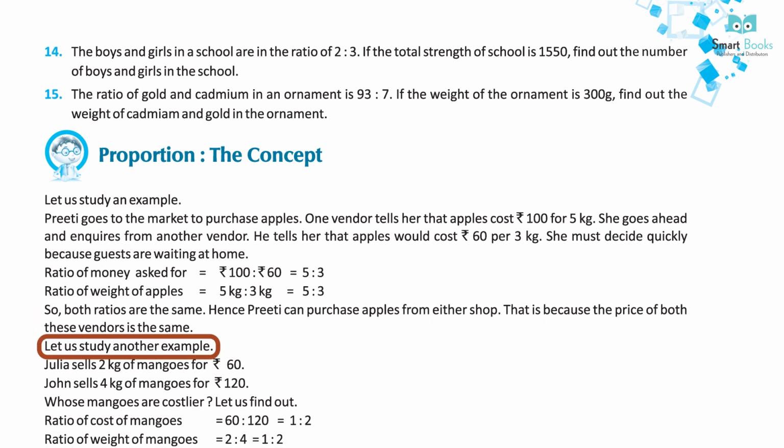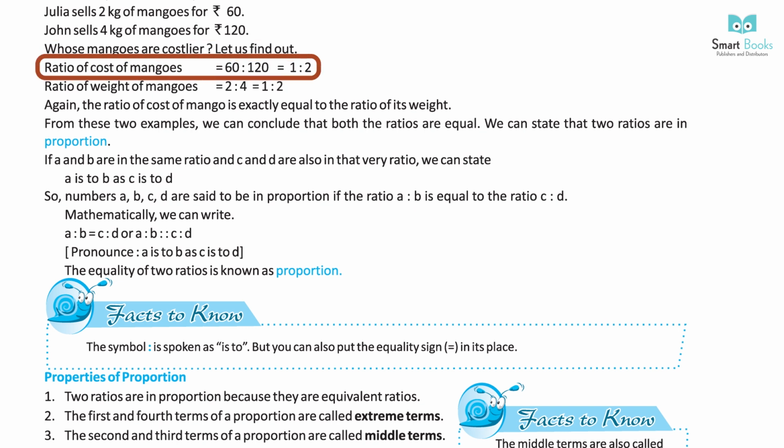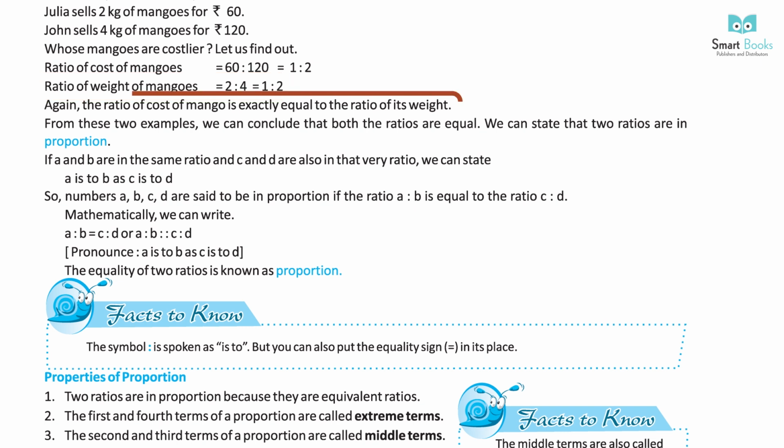Let us study another example. Julia sells 2 kg of mangoes for rupees 60. John sells 4 kg of mangoes for rupees 120. Whose mangoes are costlier? Let us find out. Ratio of cost of mangoes equals 60:120, which is 1:2. Ratio of weight of mangoes equals 2:4, which is 1:2. Again, the ratio of cost of mangoes is exactly equal to the ratio of their weight.